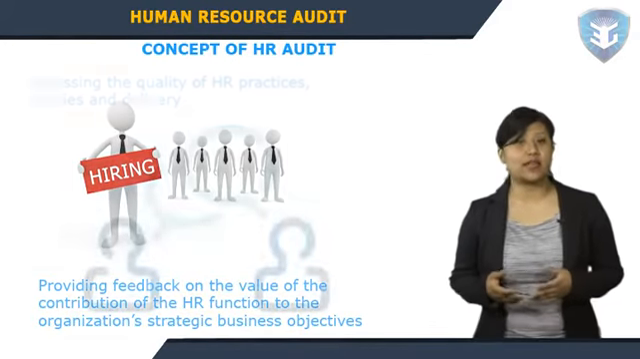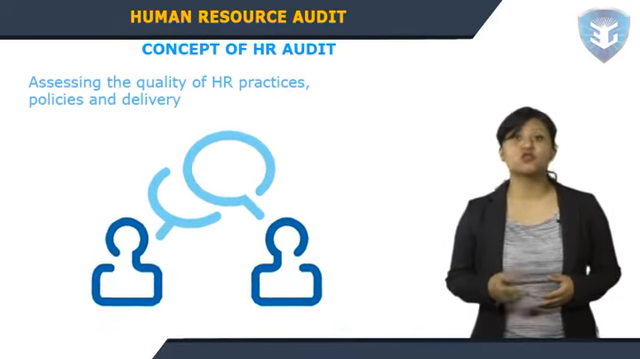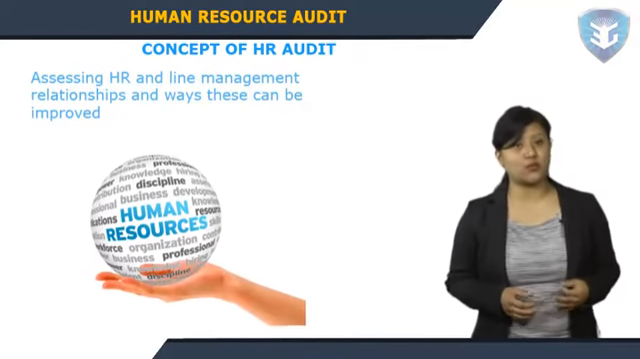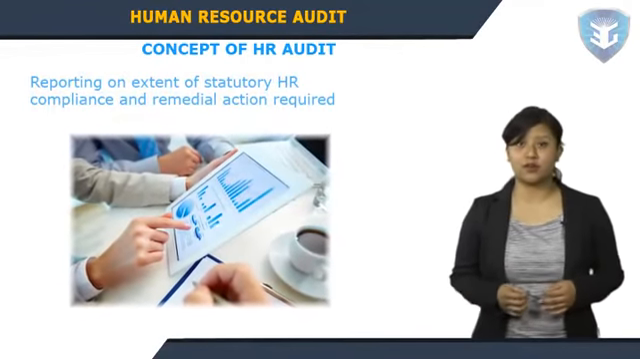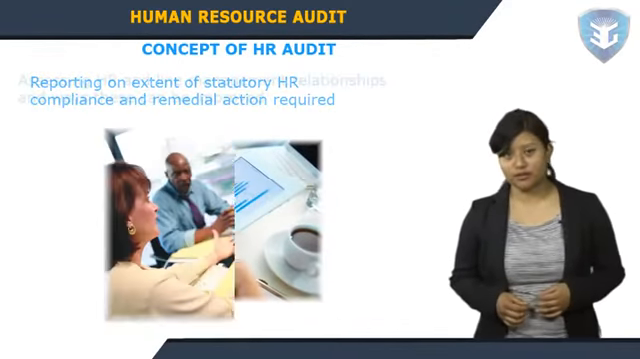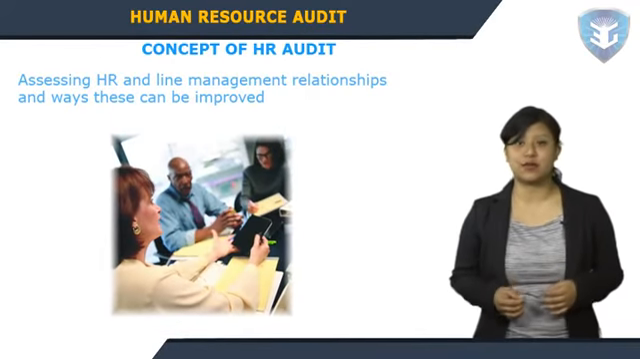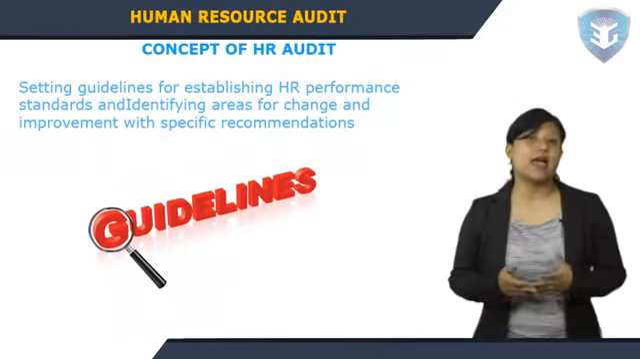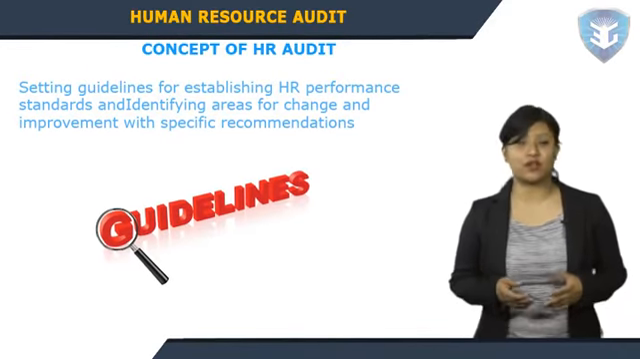The HR audit helps by providing feedback on the value of the contribution of the HR function to the organization's strategic business objectives, assessing the quality of HR practices, policies, and delivery, reporting on the extent of statutory HR compliance and remedial action required, assessing HR and line management relationships and ways these can be improved, setting guidelines for establishing HR performance standards, and identifying areas for change and improvement with specific recommendations.